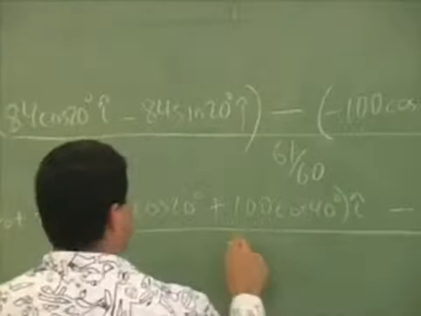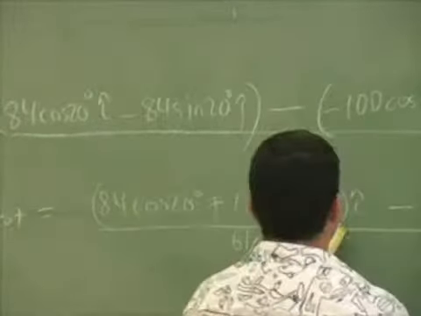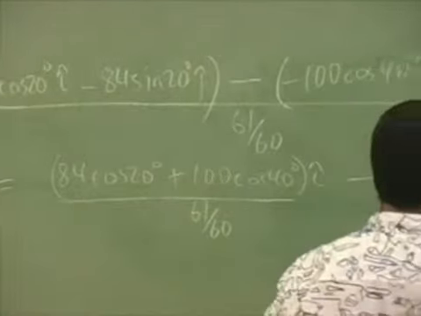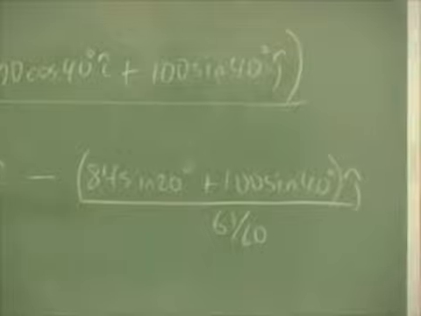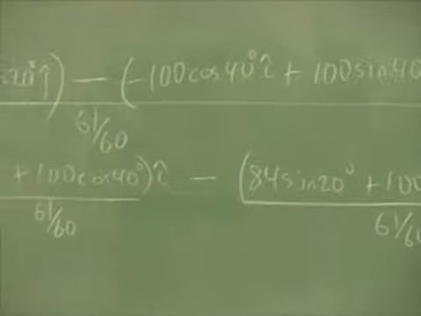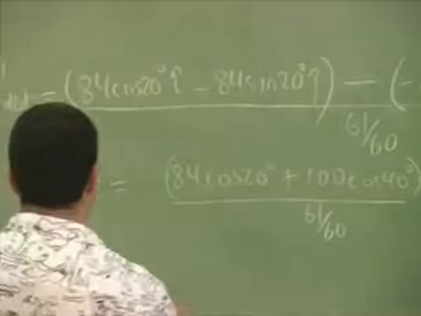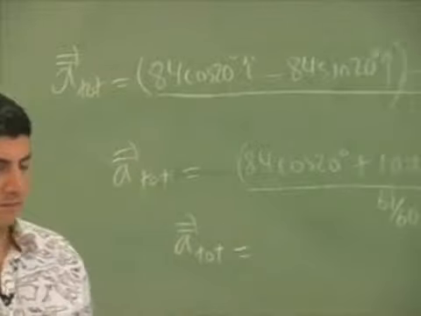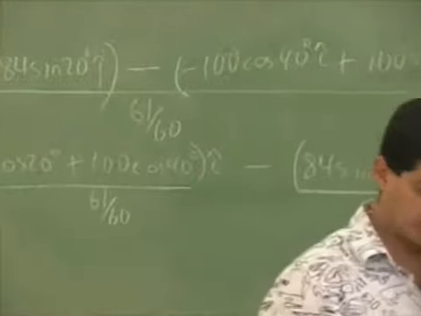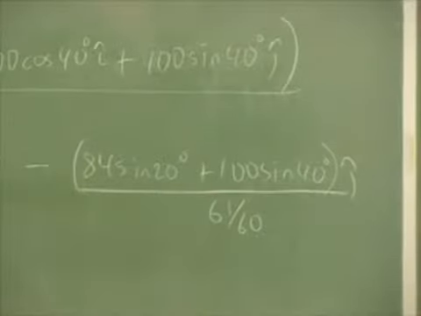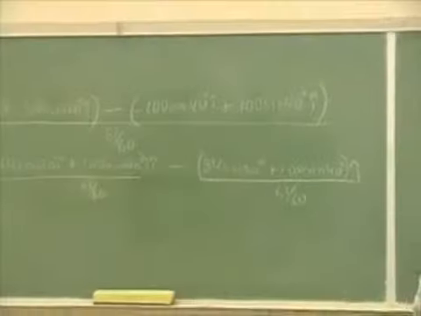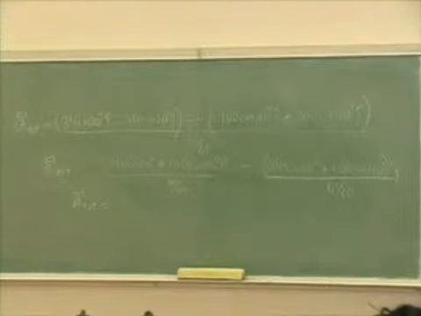Over 61 over 60. Actually, you can break this down into two parts. This one separately and this one separately. Okay, now calculate each one with your calculators. Put it in, 84 cos 20 plus 100 cos 40. And then when we get our answer, we are going to check to see if my prediction was right there.